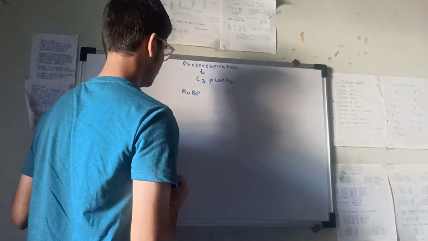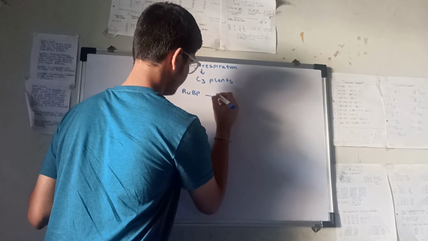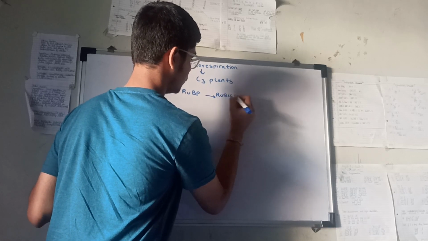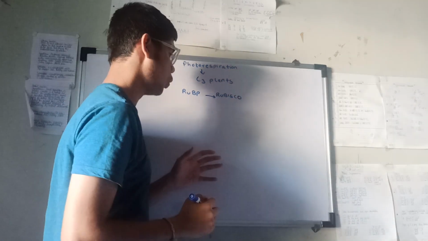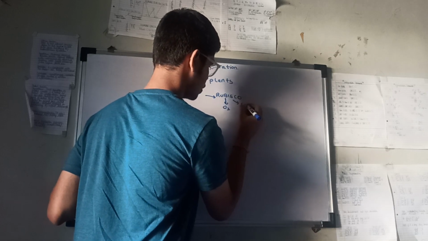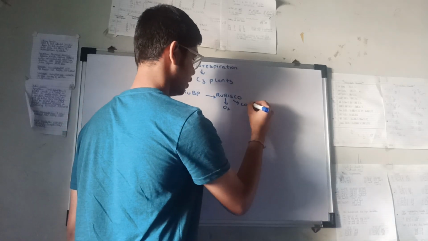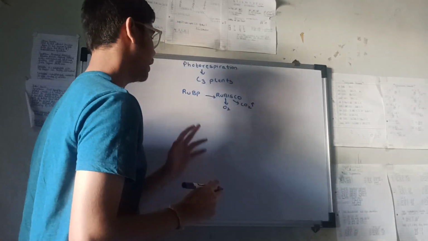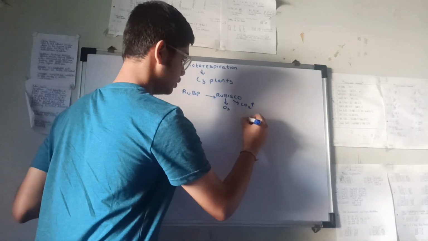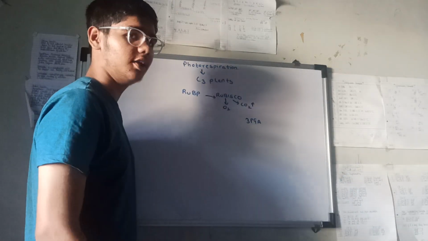In that we studied about an enzyme, Rubisco, which has affinity for both oxygen as well as carbon dioxide. So when the carbon dioxide is there in the atmosphere, it binds with RUBP and we will get 3 PGA, that is in the C3 cycle we studied.